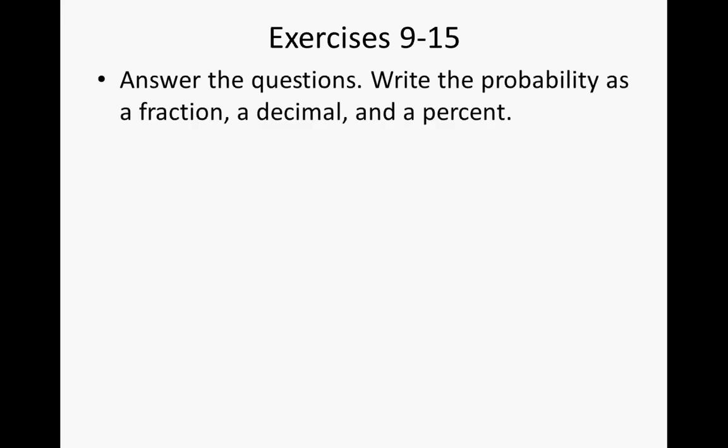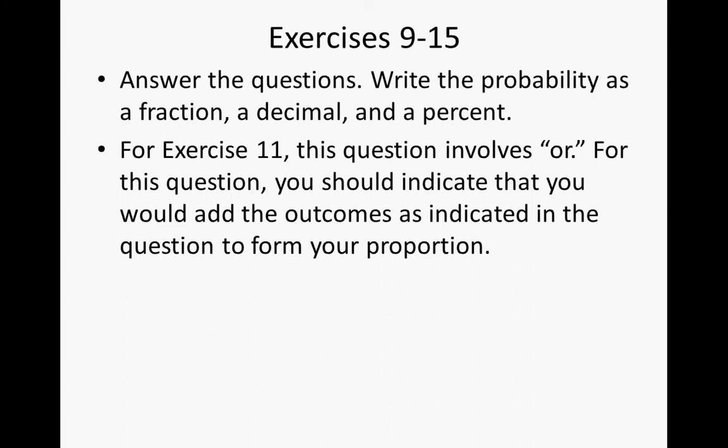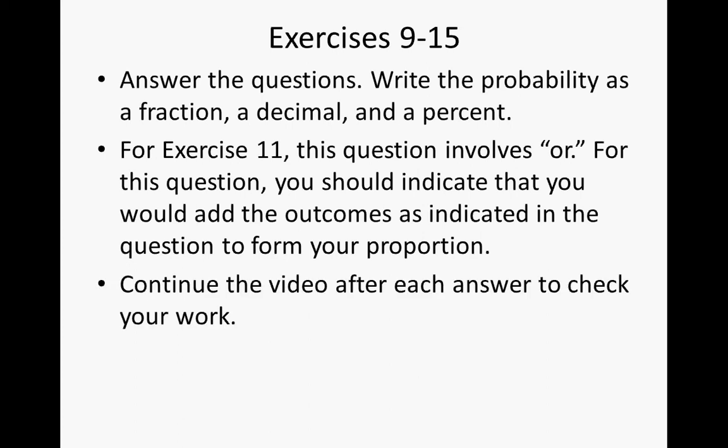All right, let's try exercises 9 through 15. Answer the questions, write the probability as a fraction, a decimal, and a percent. For exercise 11, this question involves OR. For this question, you should indicate that you would add the outcomes as indicated in the question to form your proportion. Continue the video after each answer to check your work.